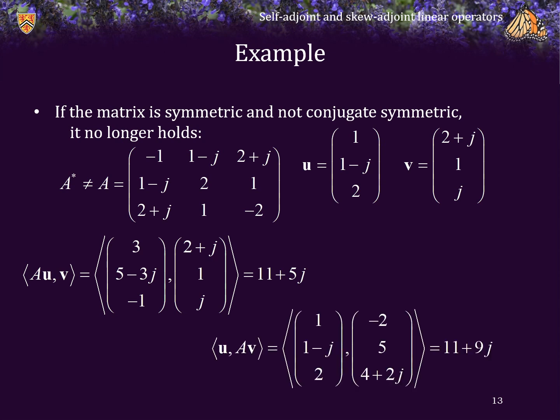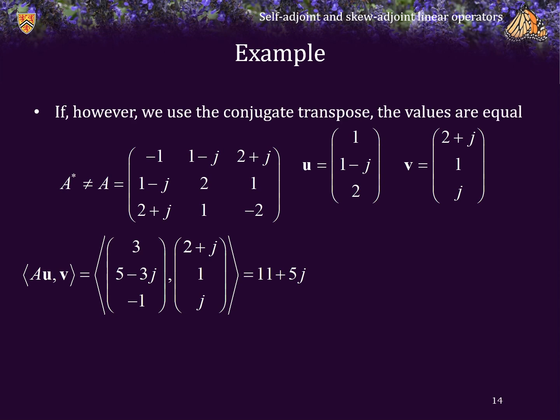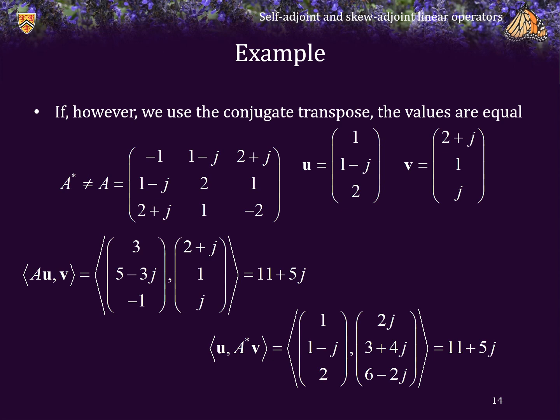However, if we multiply the matrix A by v, we get -2, 5, 4 plus 2j. And if we take the inner product of u and this result, we get 11 plus 9j. Note, however, if we use the conjugate transpose when moving A from one side of the inner product to the other, we do get the same result as expected.